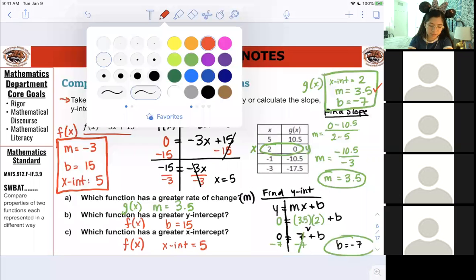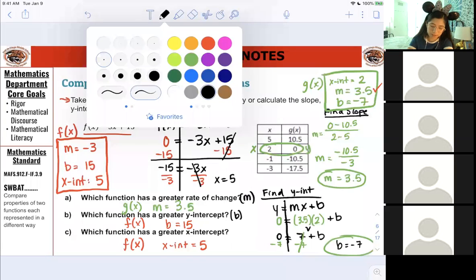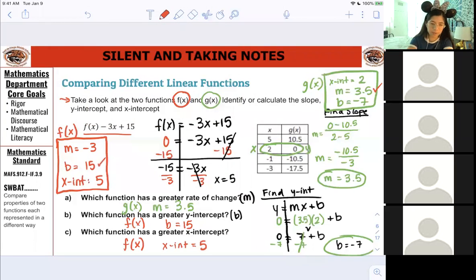For b, what was it asking for? B was asking for the y-intercept. So I was looking for the value of b for both f of x and g of x. And since it was 15 for f of x, that one was bigger. And then finally, the last one is asking for the x-intercept. Well, the x-intercept was bigger for f of x because it was 5, whereas on the other one, it was 2. So you're just looking for the bigger number. That's all you're doing between both of them.